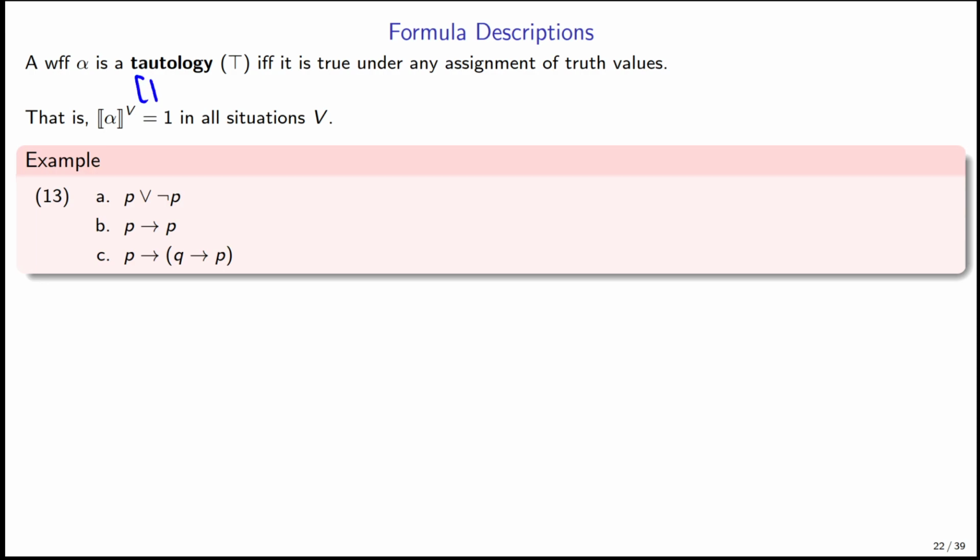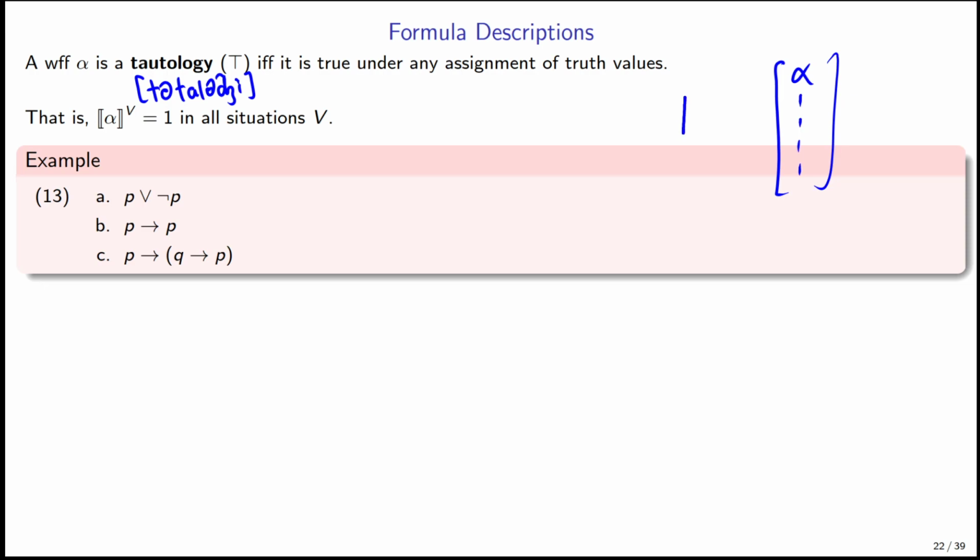So we say that a well-formed formula alpha is a tautology if it is true under any assignment of truth values. So basically what this means is that in the final column for alpha, once we've done all of our different situations, we should end up with only ones in that final column, and that's a tautology.